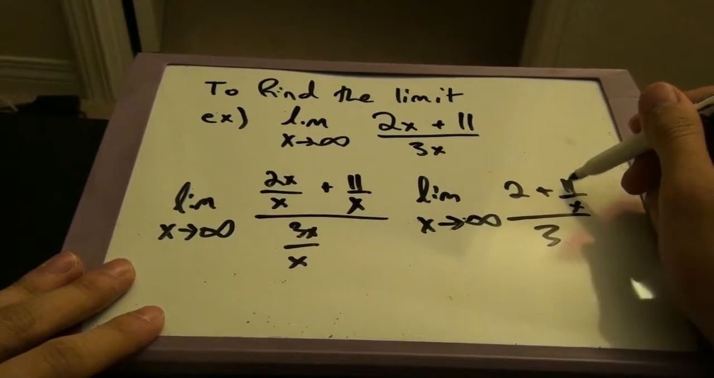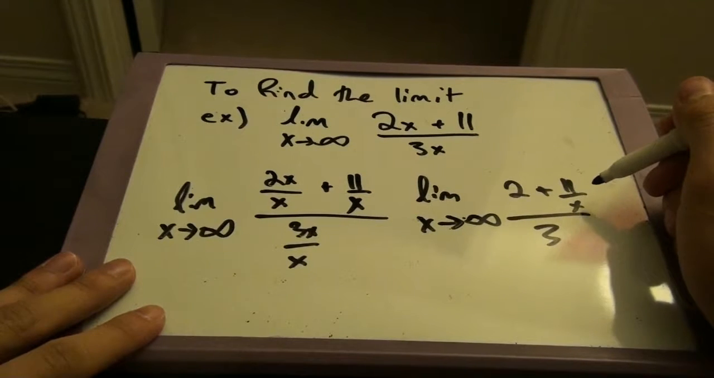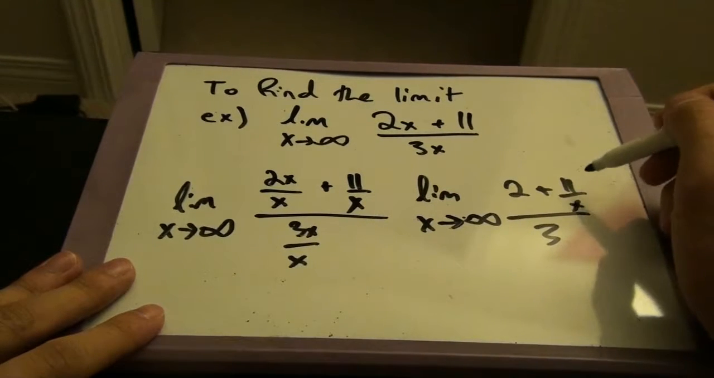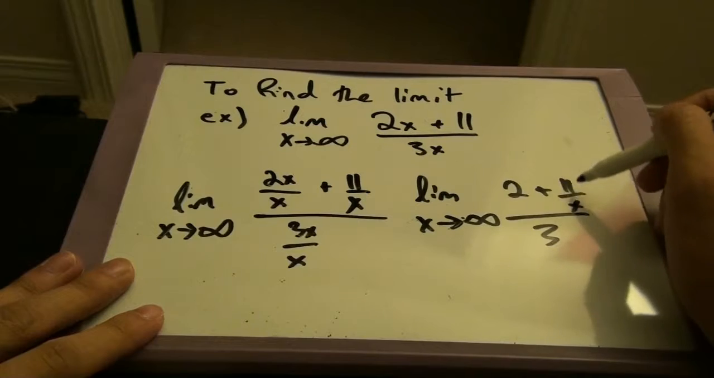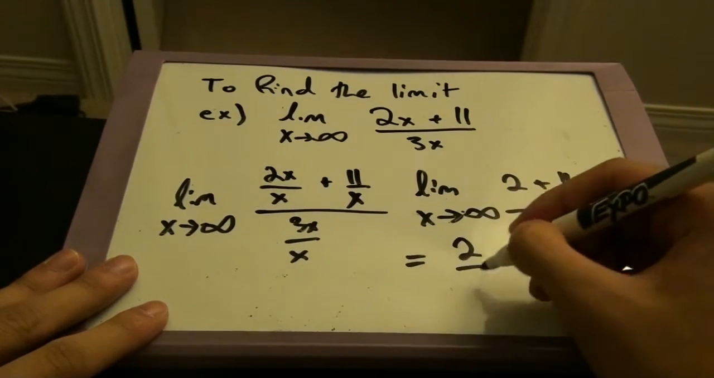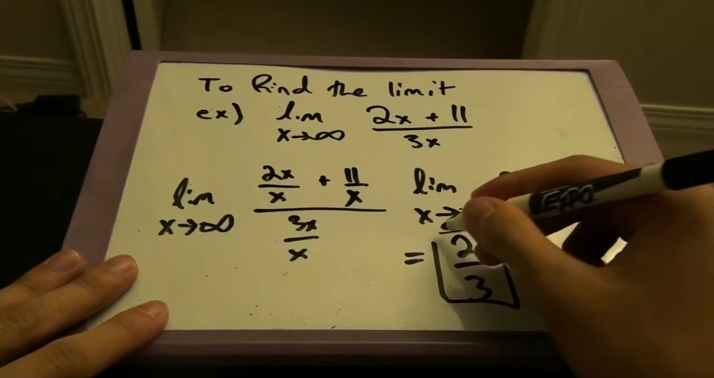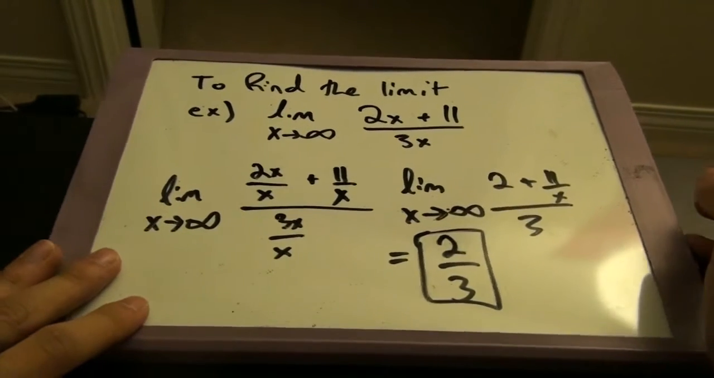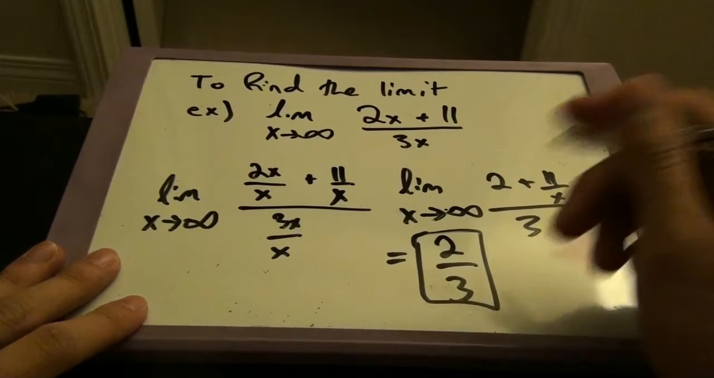Now, any constant over infinity is going to equal 0. So as the limit approaches infinity, when we plug in infinity, it's going to be 11 over infinity, which will be 0. And then by simplifying that, we will get 2 over 3. So this means that the horizontal asymptote of the graph is at 2 over 3 as x approaches infinity.